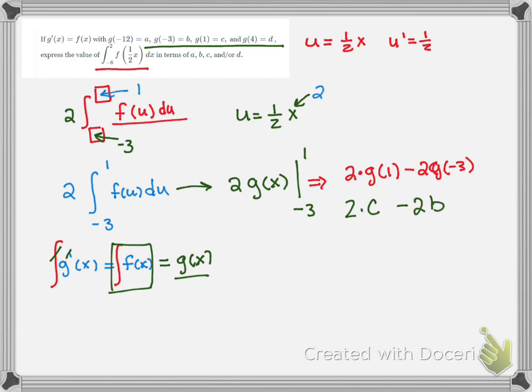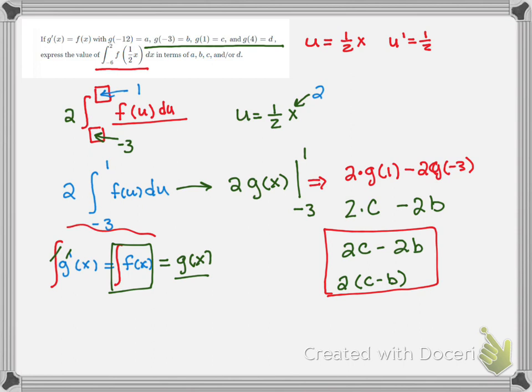So we're looking at 2 times c minus 2 times b, or if I factored out the 2, I would have c minus b, both times 2. Either of these are the same. Neither is any better than the other. But this is that key piece: the antiderivative of f is g, and that goes into our fundamental theorem of calculus right here.